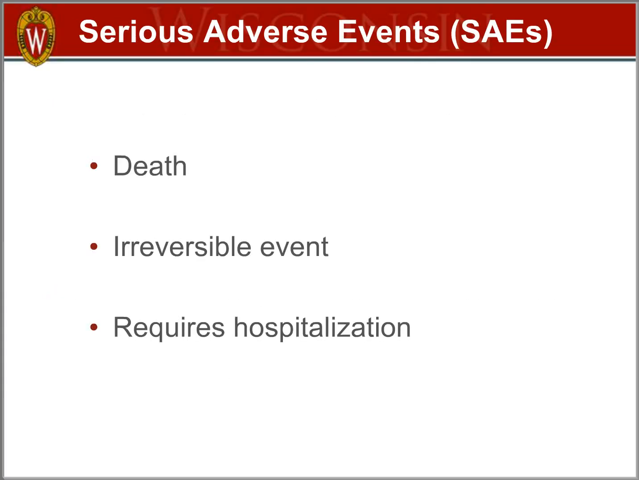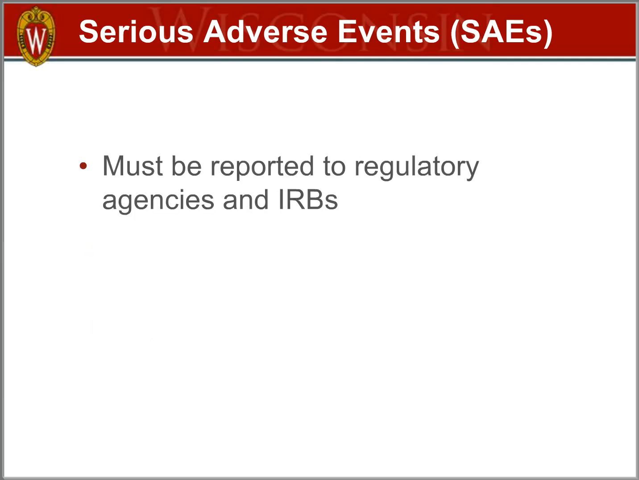We'd have something we call a serious adverse event. Death, of course, is obvious. We may have an event that's irreversible, a heart attack, cancer recurrence, some liver function damage, or some morbidity event that requires hospitalization. There's a few definitions that define a serious adverse event. These, by the way, must be reported to the Food and Drug Administration as well as to your local IRB. So these are events you need to pay particular attention to.